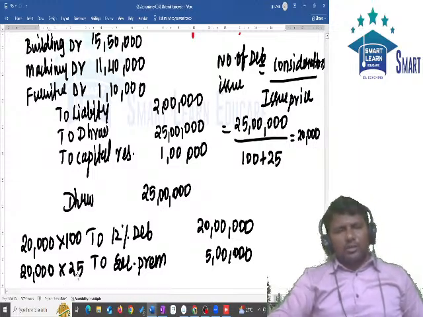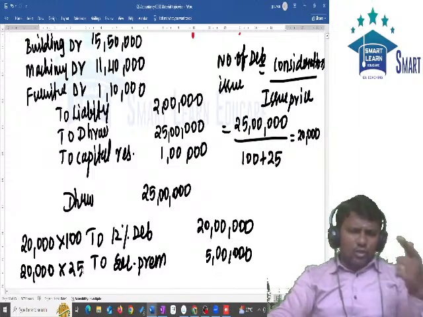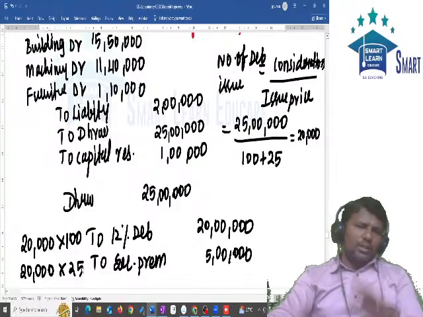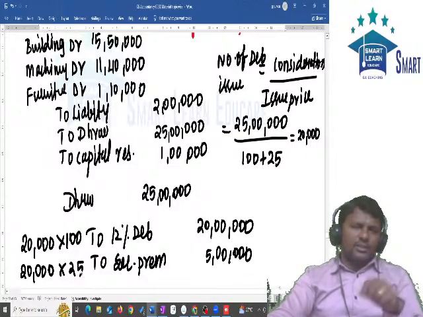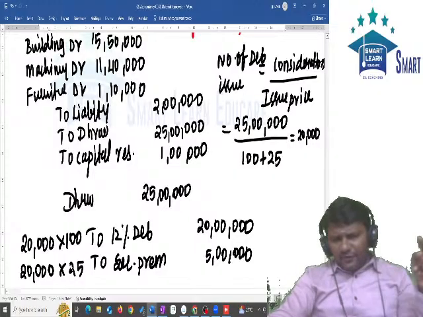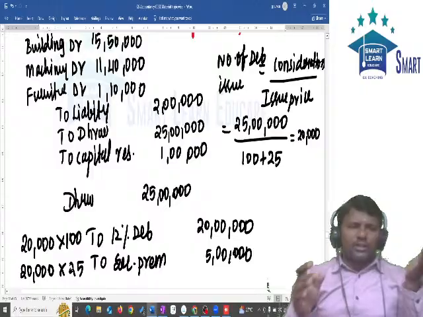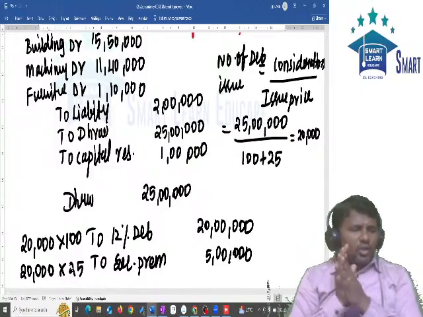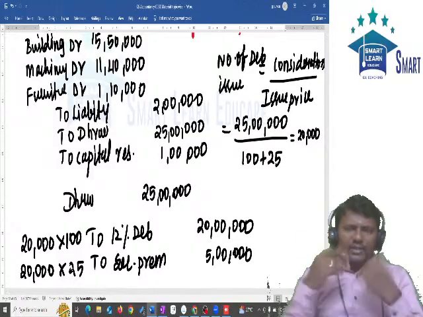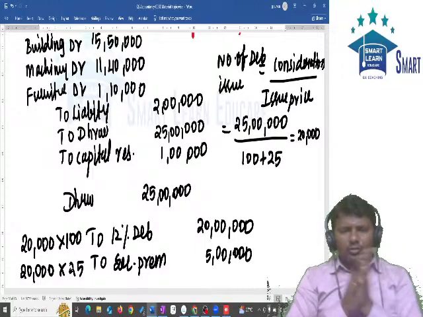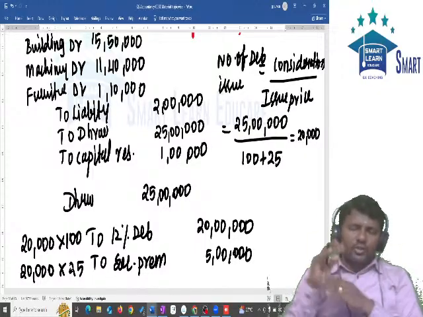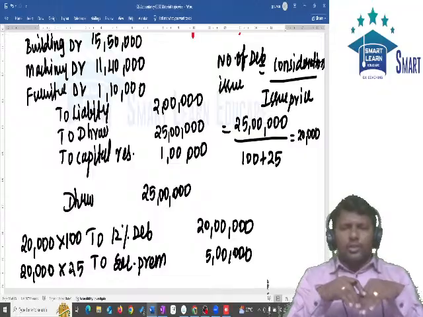So in total there are just two entries. First entry: asset accounts debit, to liability to the vendor, that is the person from whom we purchased. If there is any difference in the first entry, if debit side is short, that is goodwill. If credit side is short, that is capital reserve. Then find the number of debentures to be issued. What is the formula? Consideration divided by issue price.